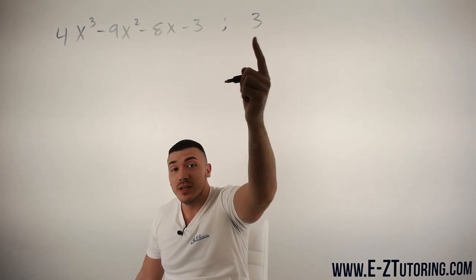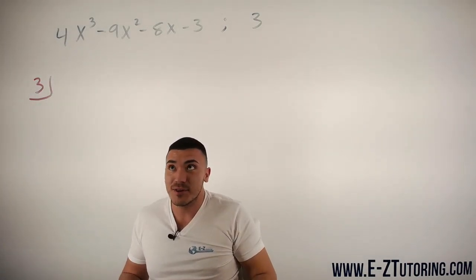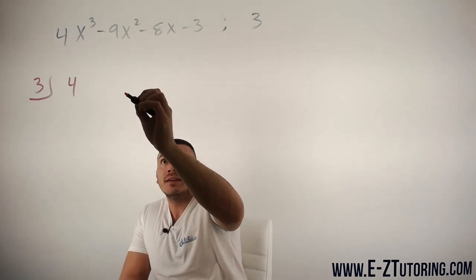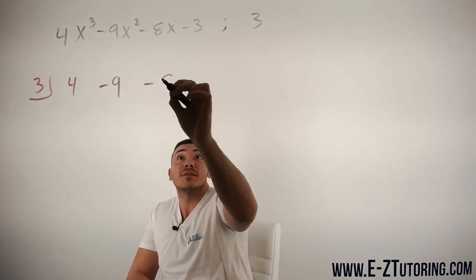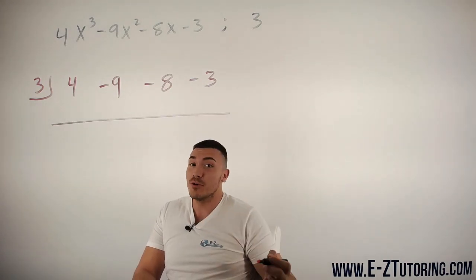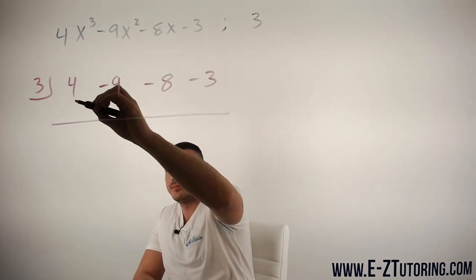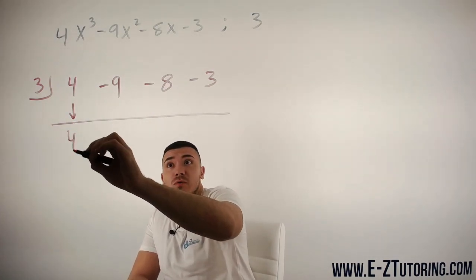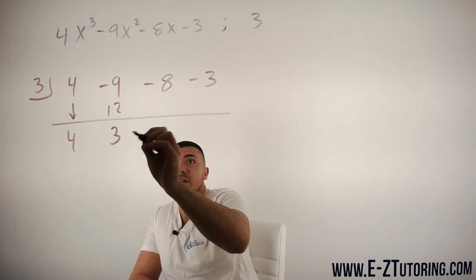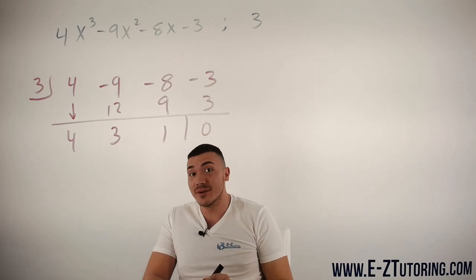So since our root is 3, we can put 3 in the box for synthetic division, and then go ahead and apply all the rules for synthetic division. If you are not familiar with synthetic division, be sure to check out my video on that. I'll do this quickly since it's not that important. I will assume that most of you already know how to do these steps right over here. And we get a remainder of 0.